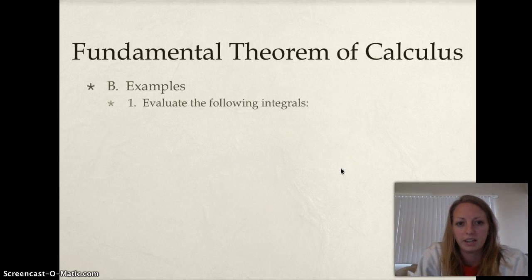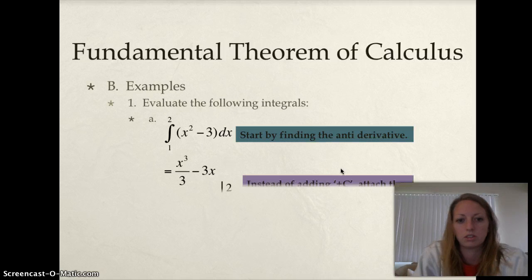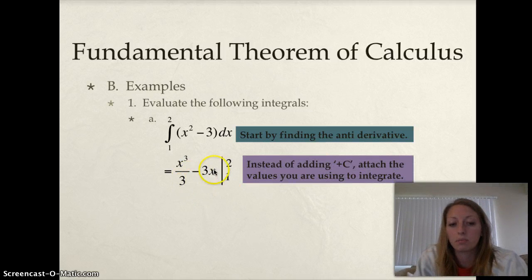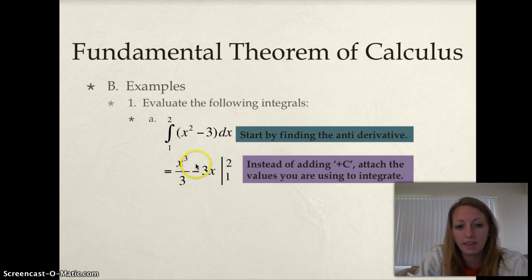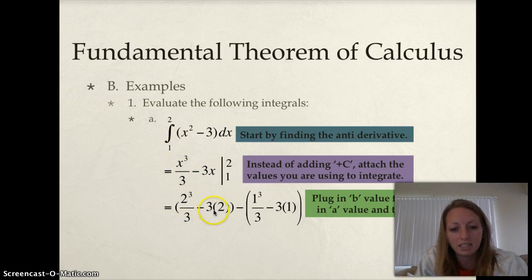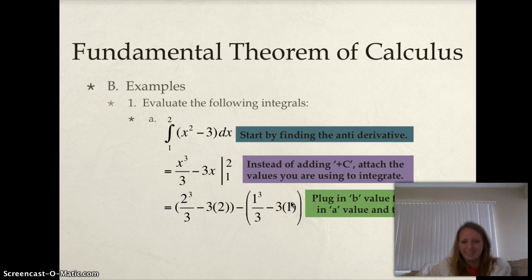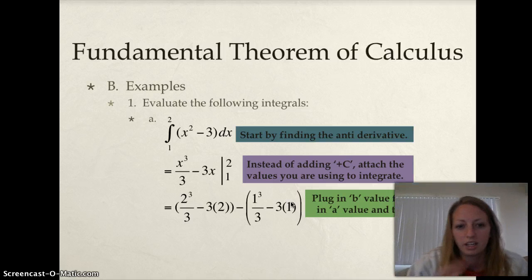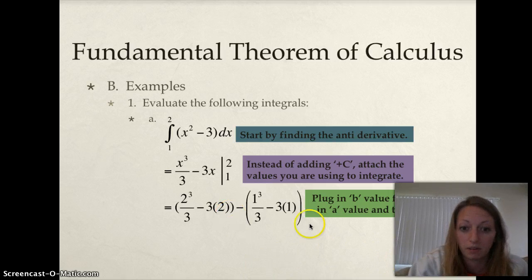So when we took the antiderivative, we got x cubed over 3 minus 3x from 1 to 2. Now we're going to plug 2 into this, and then plug 1 in and subtract them. We plug in our b value, which in this case was 2, then we plug in the a value, which was 1, and subtract them from each other. So 2 cubed over 3 minus 2 times 3, minus the quantity 1 cubed over 3 minus 3 times 1. We just plugged in what we knew and subtracted, and we're going to get a value eventually.